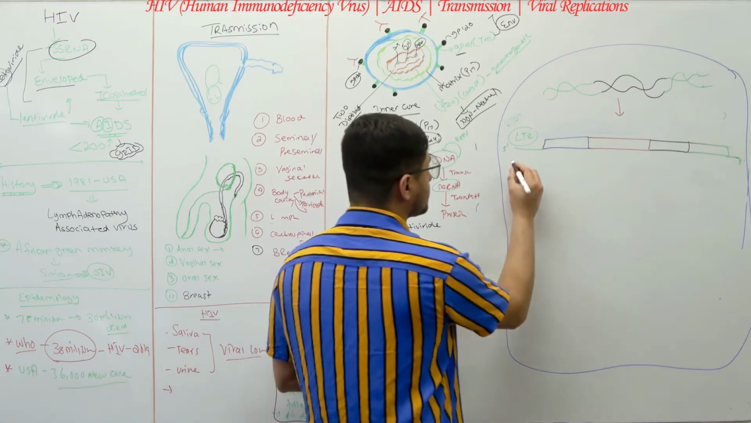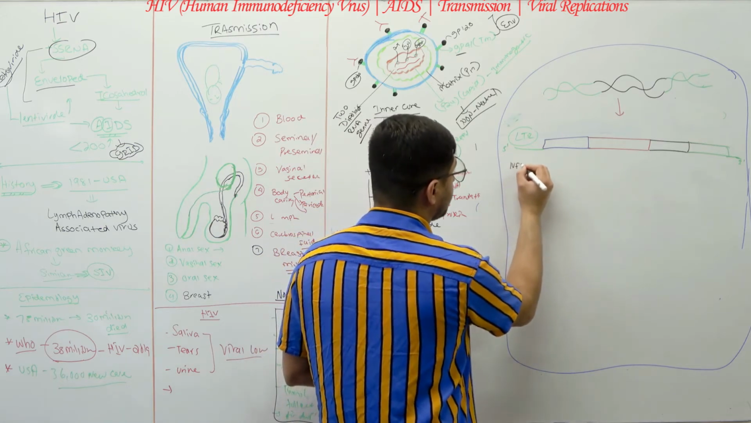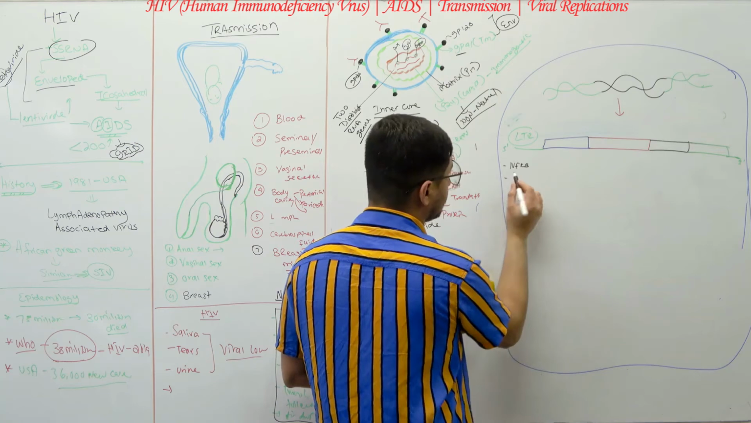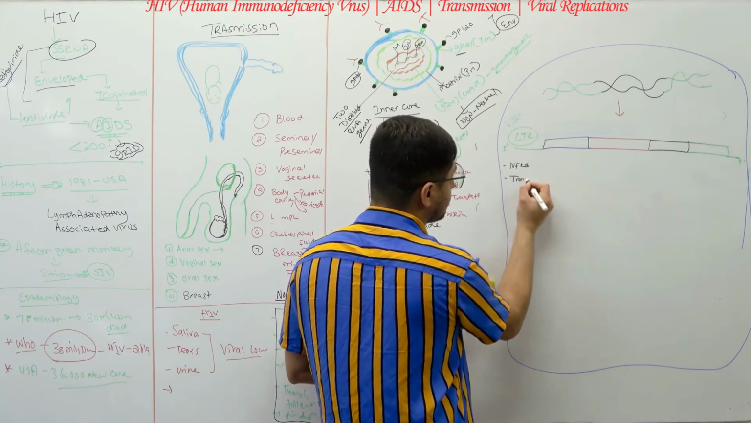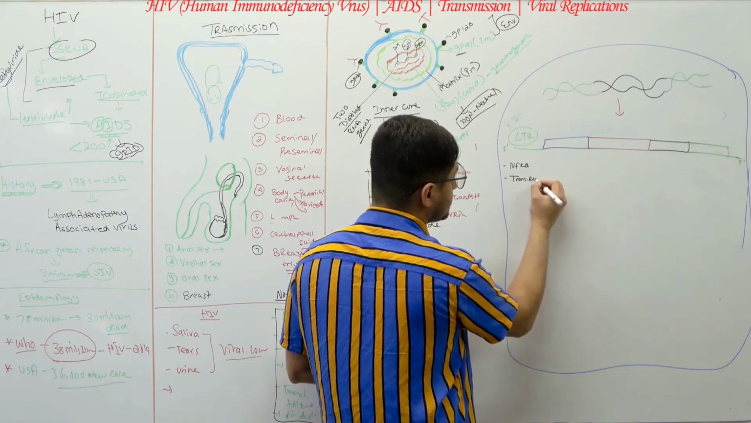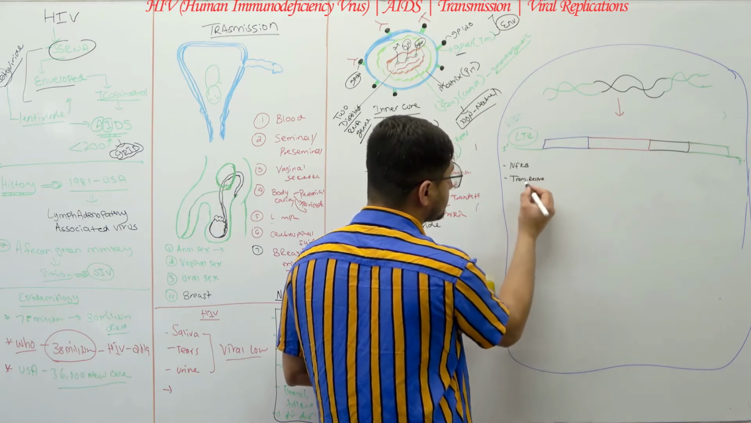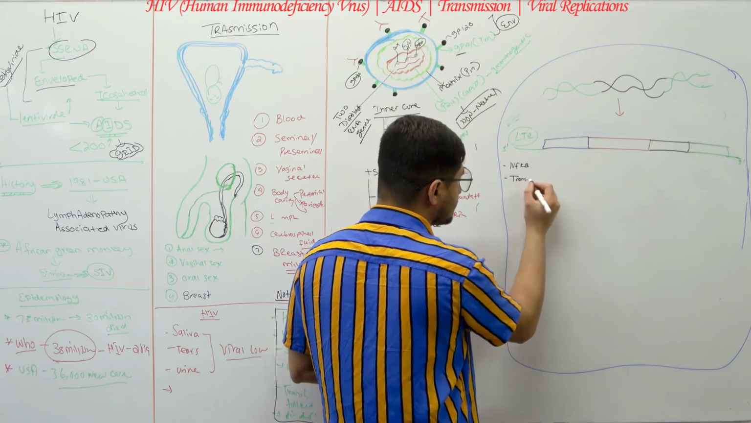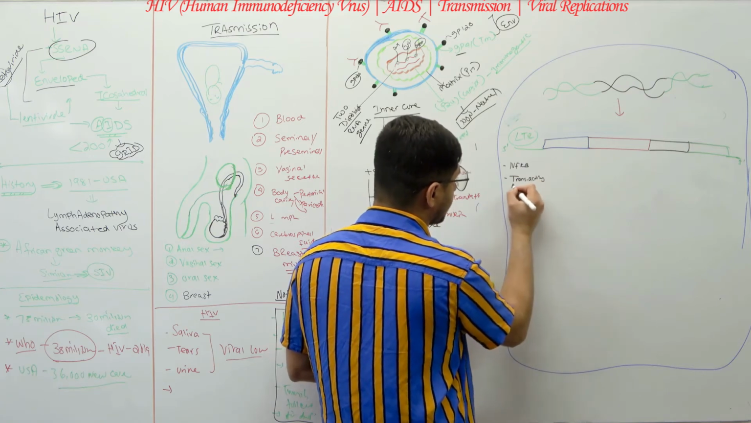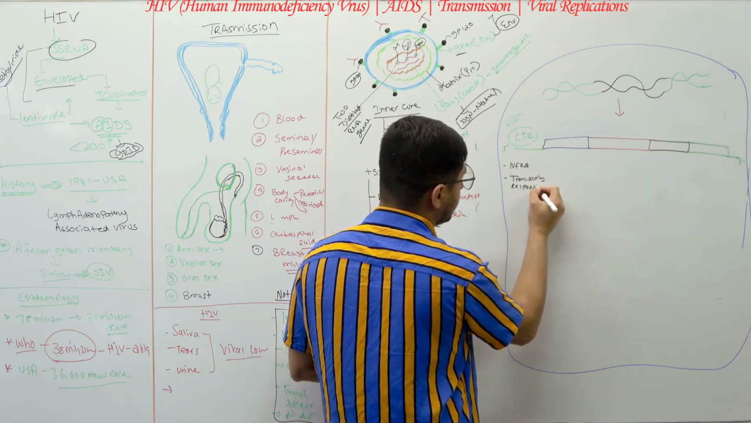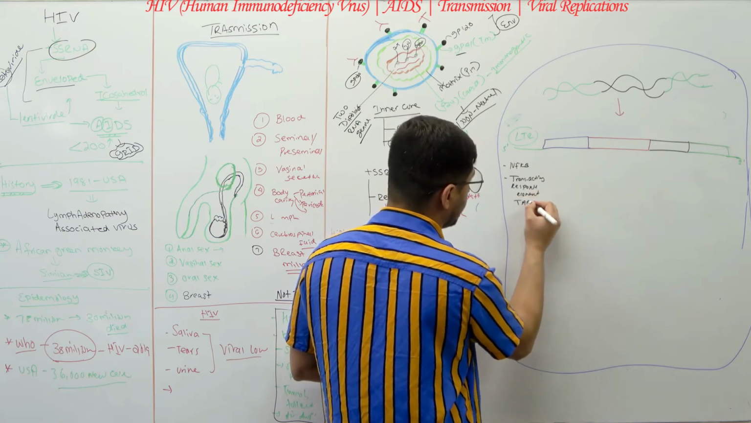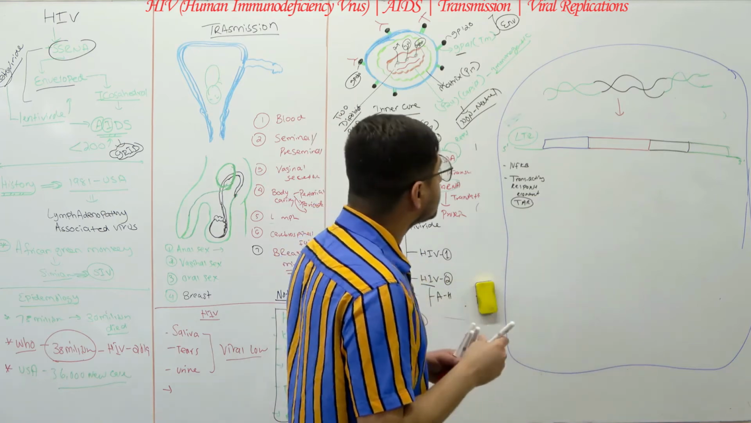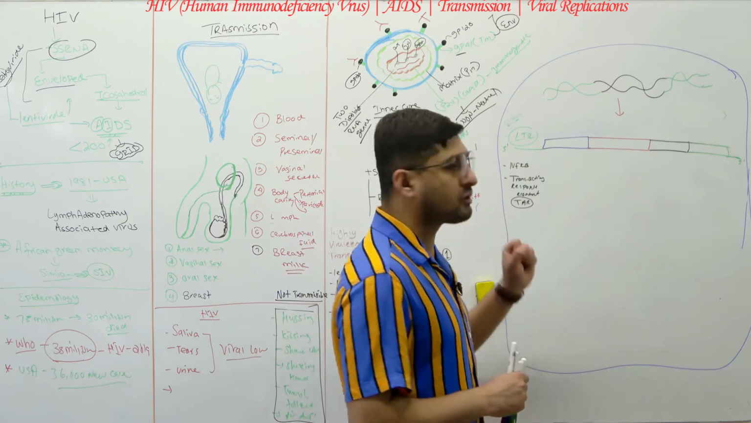Like for example, what are the transcription factors? Like for example, nuclear factor kappa B, right? Or let's just say trans-acting response elements. And what is the whole concept of this? We also call them TAR, right? So it has those LTR regions, long terminal repeats, right?